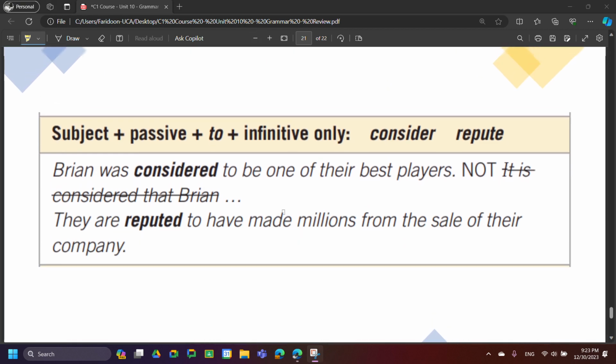And that one is this structure: subject plus a passive plus to plus infinitive. And in here, we mostly just use consider and repute, okay? So for example, Brian was considered to be one of their best players, not it is considered that Brian is or was one of their best players. This is much better to see in this way, okay? Or they are reputed to have made millions from the sale of their company.